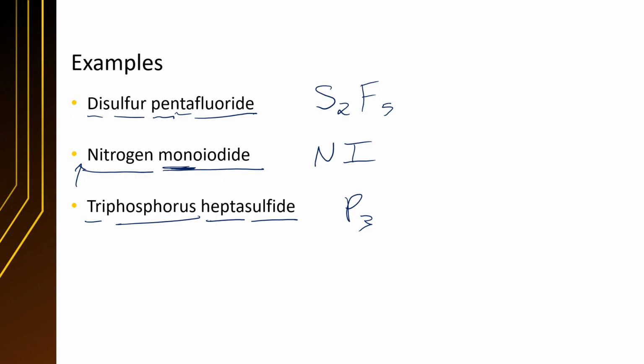Heptasulfide. Sulfur is S. Hepta means 7. P3S7. Make sure that you notice when the element is first in the compound, you use the full name, and when it's the second element, you have to change the ending to "ide".